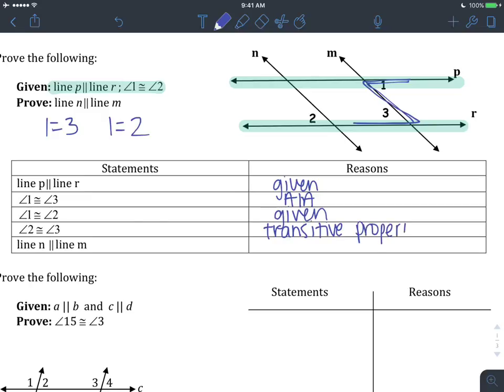Okay, and then once we have proved that 2 and 3 are congruent, then N and M have to be congruent by the corresponding angles converse. Make sure not to forget the word converse tomorrow.